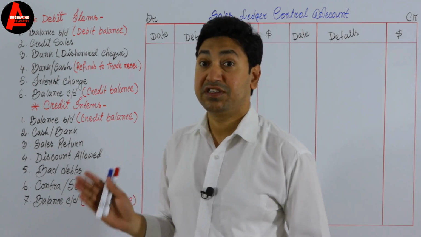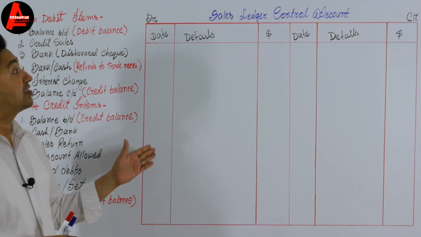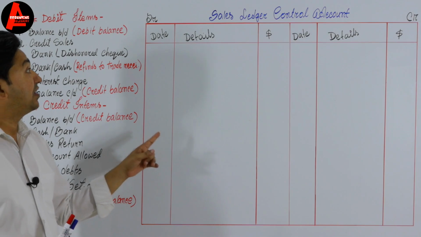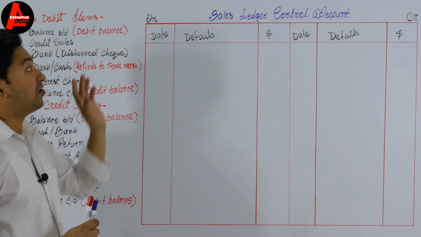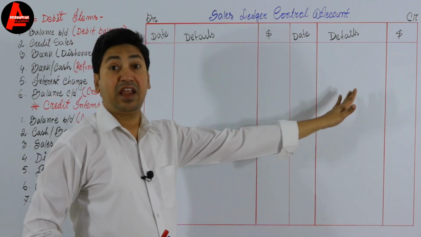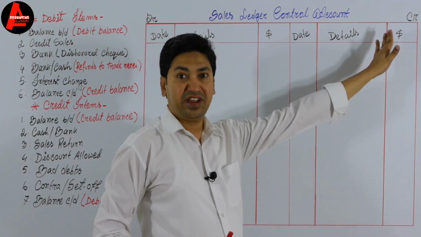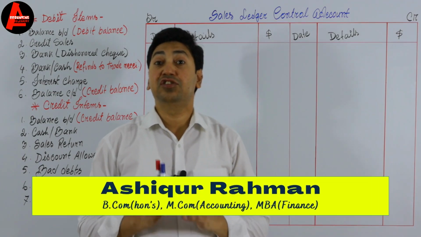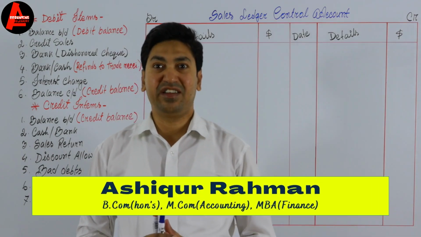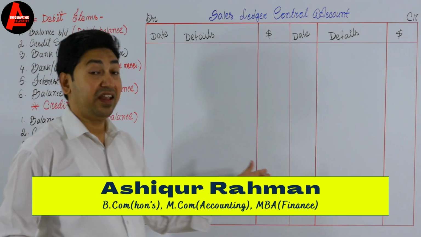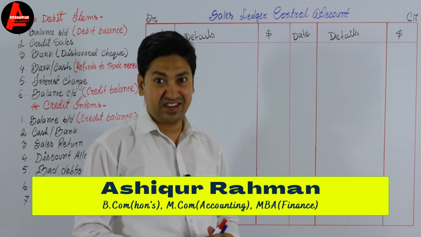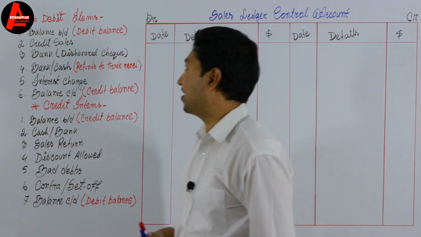Before we start, this format has 6 columns: date, detail, and dollar columns on the debit side, and the same date, detail, and dollar columns on the credit side. We have some specific items to be recorded on the debit side and on the credit side. So have a look here.